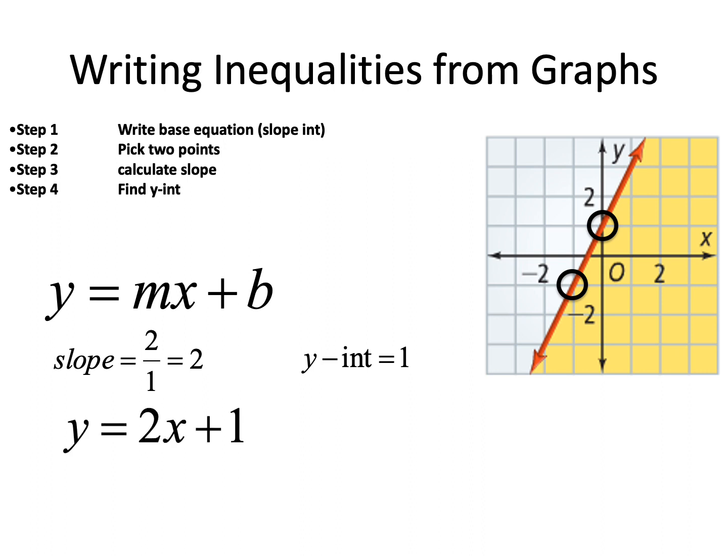Okay, but that's an equation. That's not an inequality. And remember, this is an inequality. So we have to have an extra step. The extra step is the same as it was before. We pick a test point.